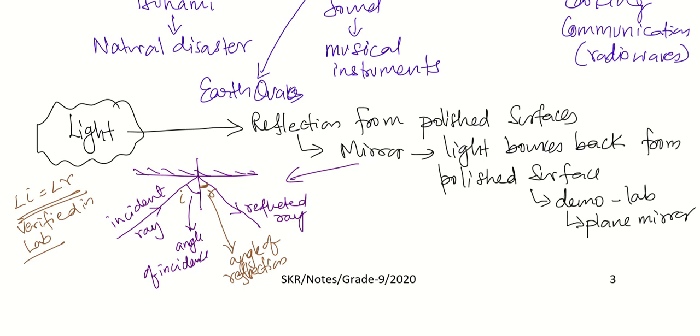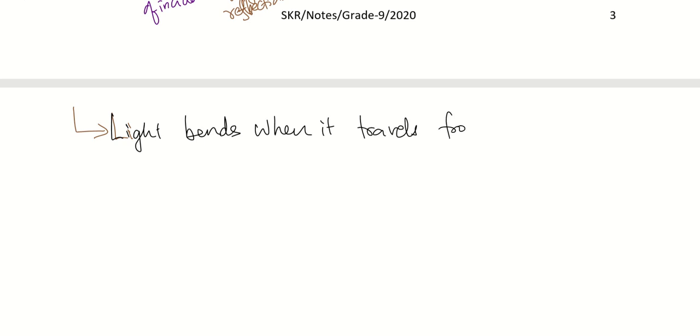Then later we saw this was the reflection we saw. Then we also saw the light traveling from one medium to another medium. So light bends when it travels from one medium to another. So there is a change of medium.